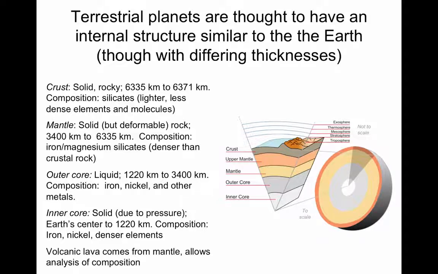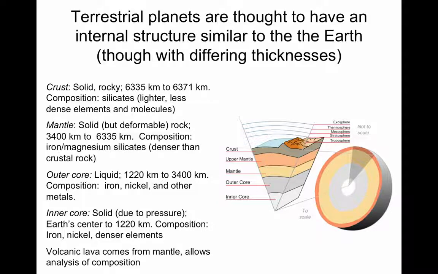That's basically half the diameter of the Earth, not quite. And it is made out of silicate rocks like the crust, but that often have a little bit of metal in them, like iron or magnesium or nickel or other things. So they're slightly denser than the crustal rock.